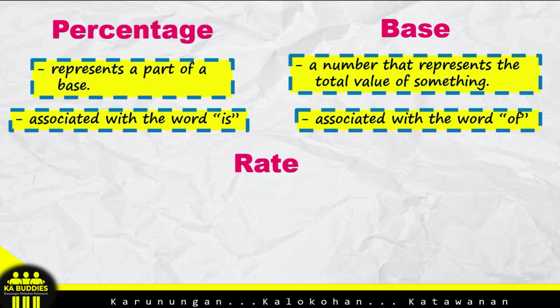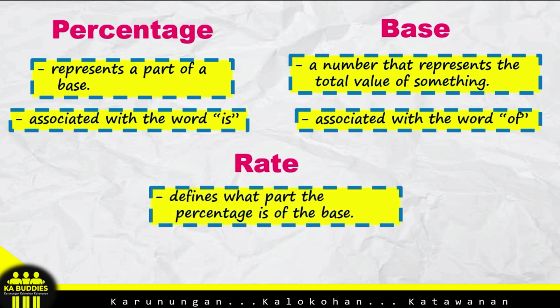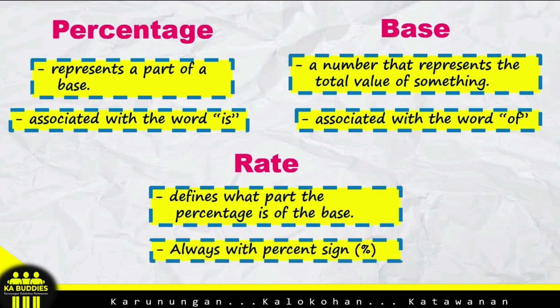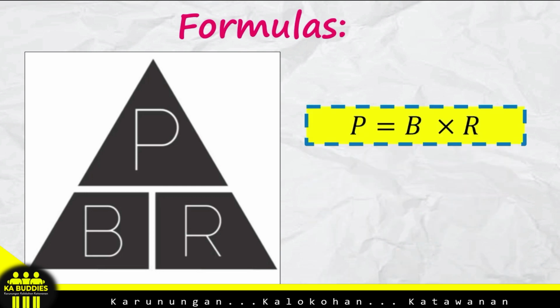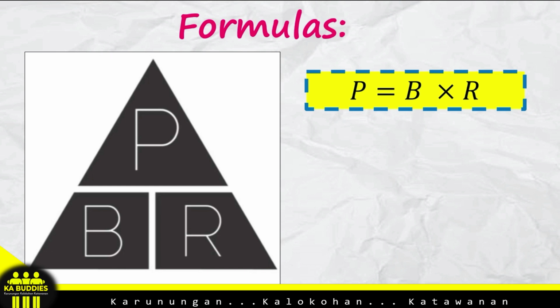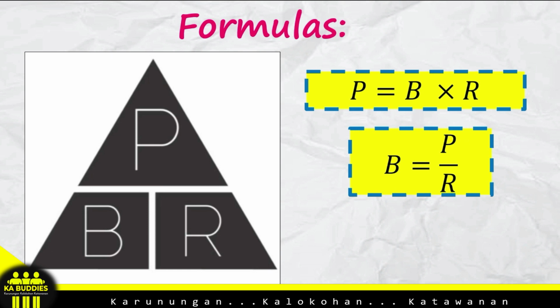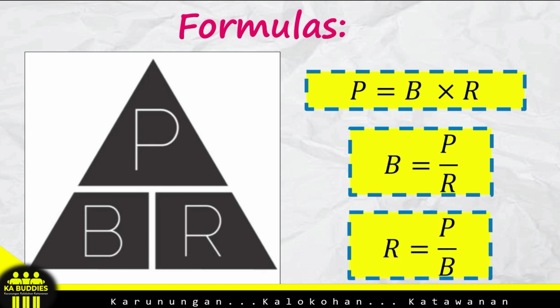And then for the last word, we have the rate. Rate defines what part of the percentage is of the base, and it is always with the percent sign or the percent symbol. So let us proceed with the formula we are going to compute today. It sounds exciting. We have here what we call the magic triangle. This is the formula for the percentage, the base, and the rate. If the percentage is missing, our formula will be B times R. If the base is missing, our formula is P over R. And if the rate is missing, our formula will be P over B.